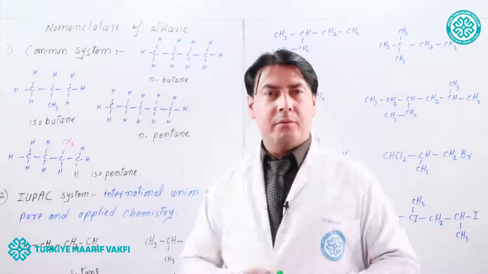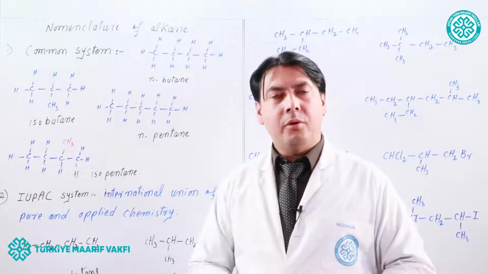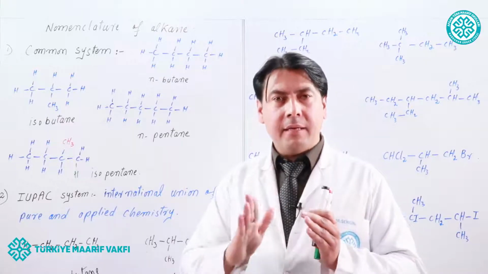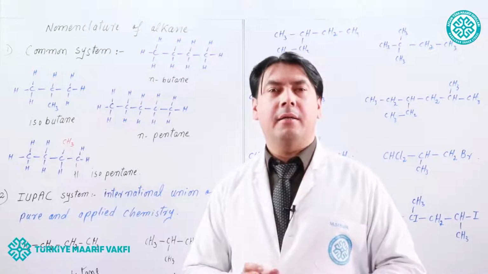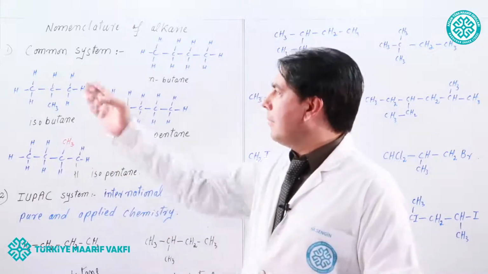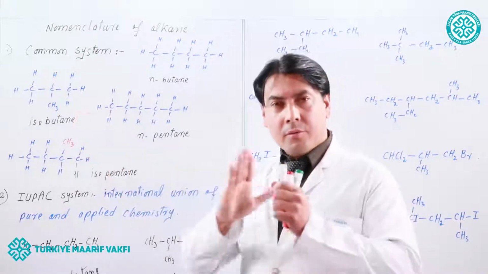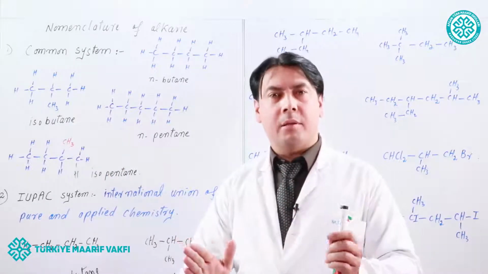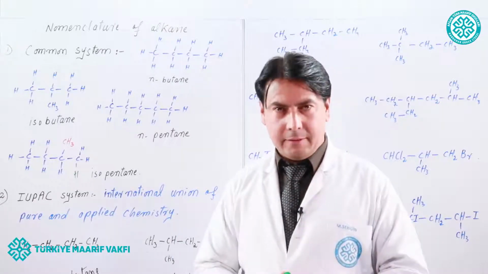Today we have to discuss the nomenclature of alkene. Nomenclature is the naming system of alkene. There are two systems for the nomenclature of alkene. The first system is the common system. According to the common system, we give the common name to the alkene.